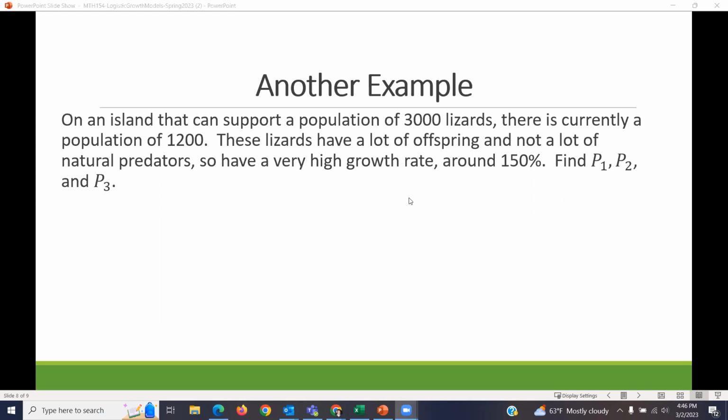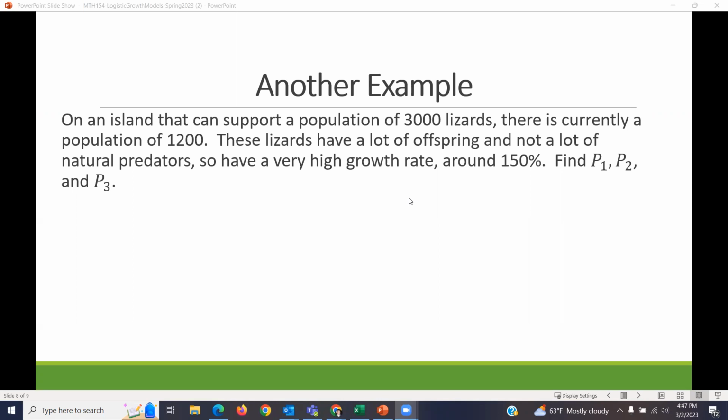So we're told there's an island that can support a population of 3,000 lizards. There's currently a population of 1,200, and these lizards have a lot of offspring and not a lot of natural predators, so they have a very high growth rate, which is around 150%. And we're asked to find P1, P2, and P3, but actually we're going to find all the way to P10.